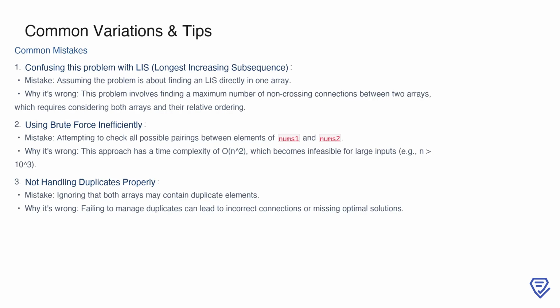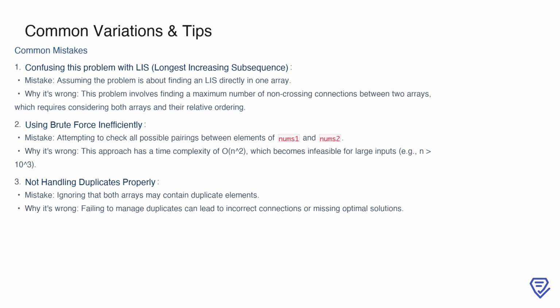When tackling this problem, there are a few common mistakes to watch out for. First, it's easy to confuse this problem with the longest increasing subsequence, or LIS. However, while LIS focuses on finding an increasing sequence within one array, this problem is about maximizing non-crossing connections between two arrays, which means we need to account for both arrays and their relative ordering.